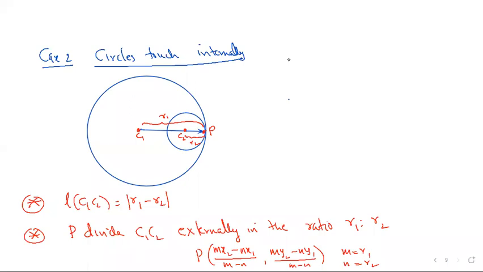How many common tangents? Only one. I'll draw the common tangent with green color. This will be the common tangent. And what will be the equation of this common tangent? Same formula, S minus S dash equals 0. The radical axis will be the common tangent.